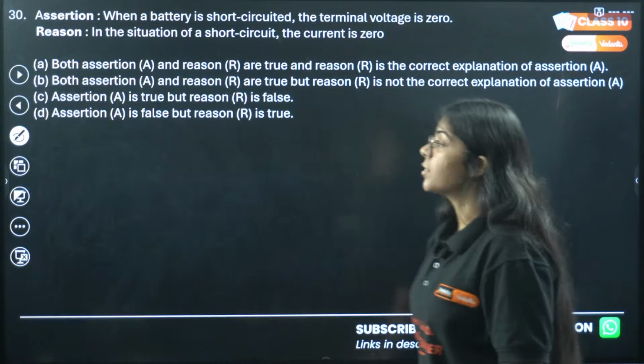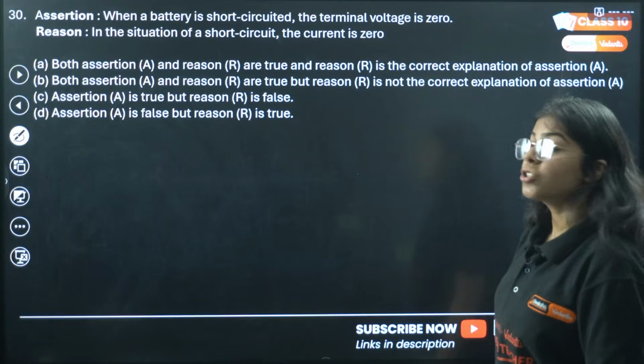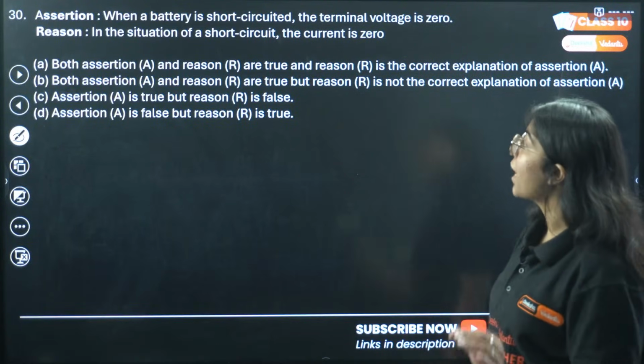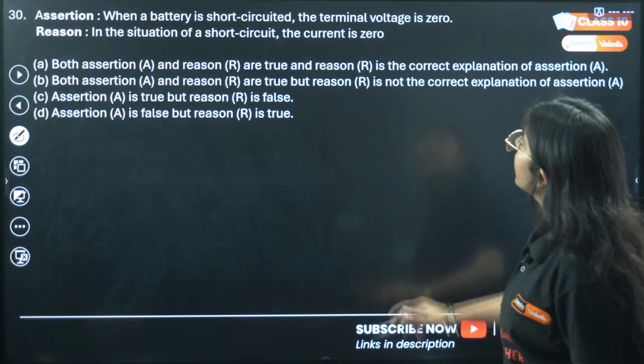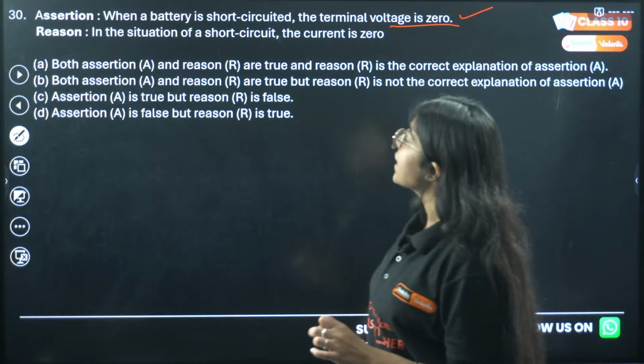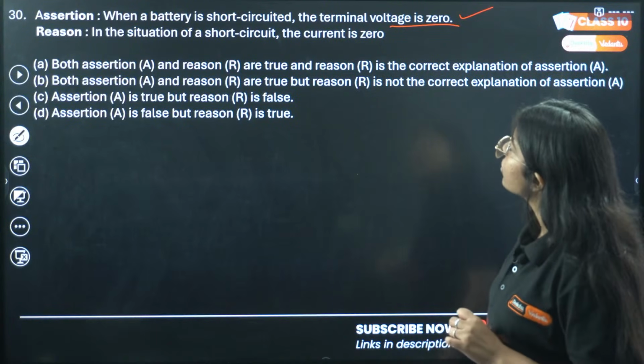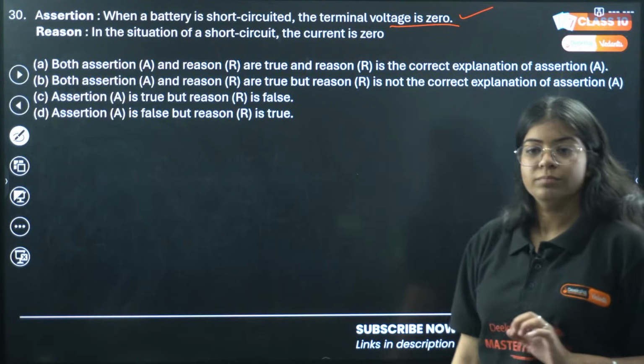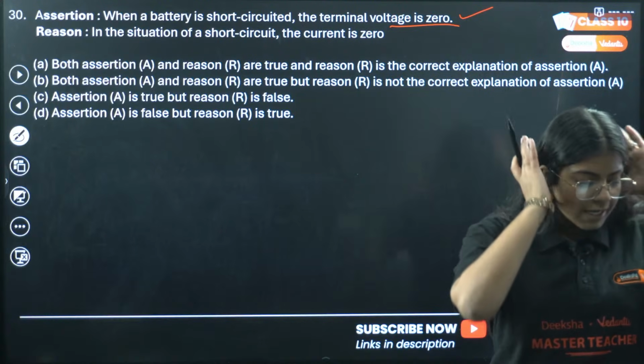30th question, let's study. When a battery is short circuited, the terminal voltage is 0. And the reason is, in the situation of a short circuit, the current is 0. Is it correct?